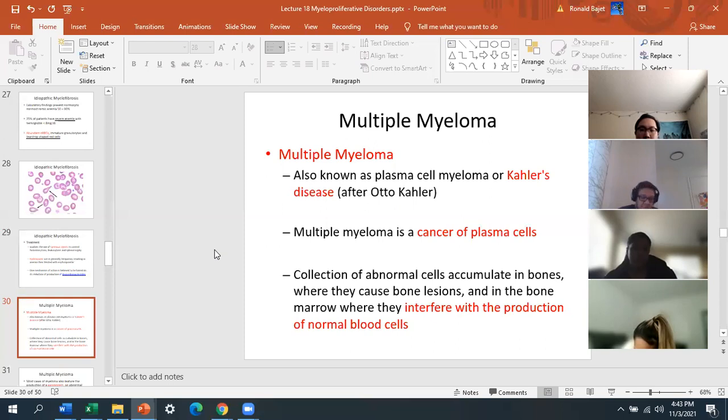Just like any other cancer, because multiple myeloma is a cancer, it interferes with the production of normal cells in the bone marrow. So it's another situation where the normal cells in the marrow are being displaced. In multiple myeloma, the abnormal cells collect in the bones and cause bone lesions, and they interfere with the production of the normal blood cells. So it infiltrates the bone marrow and interferes with the normal production of marrow cells.